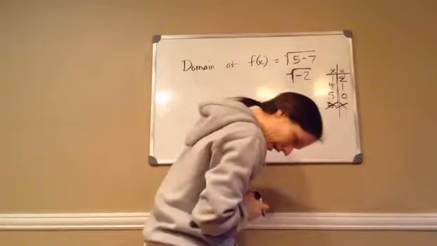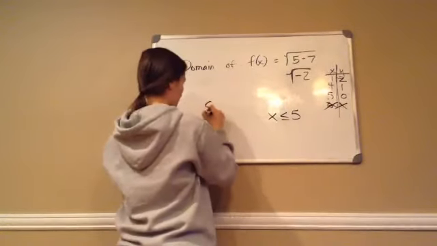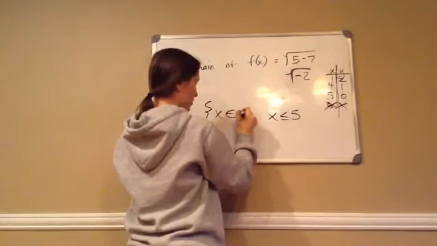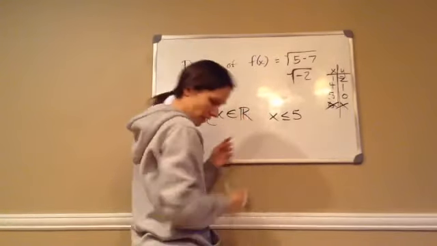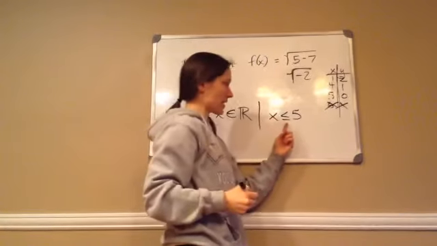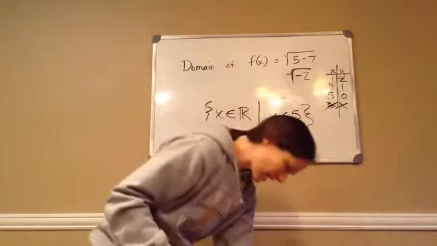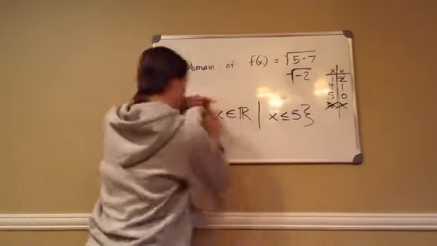So the way they answer that is: x is a part of real numbers. I think that's just what they write on every one of them. Such that x is less than or equal to 5. Done. Make sense? Kind of hard. Last one. We're done. Last one.